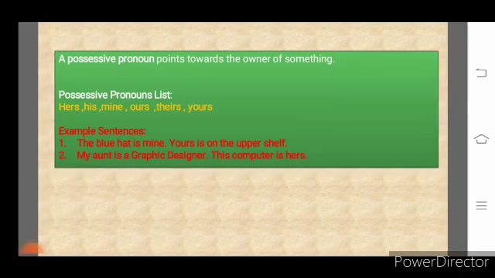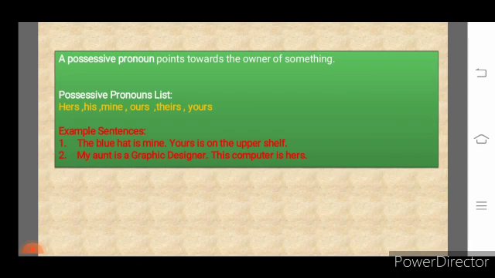Students, possessive pronouns are the pronouns which point towards the ownership of something. It means we can say that possessive pronoun shows us ownership. Hers, his, mine, ours, theirs, yours are the possessive pronouns, and they are showing ownership. This blue hat is mine. Yours is on the upper shelf. So mine and yours are the possessive pronouns which are showing the possession. My aunt is a graphic designer. This computer is hers. So here hers is showing the possession. Okay. So these are the possessive pronouns.